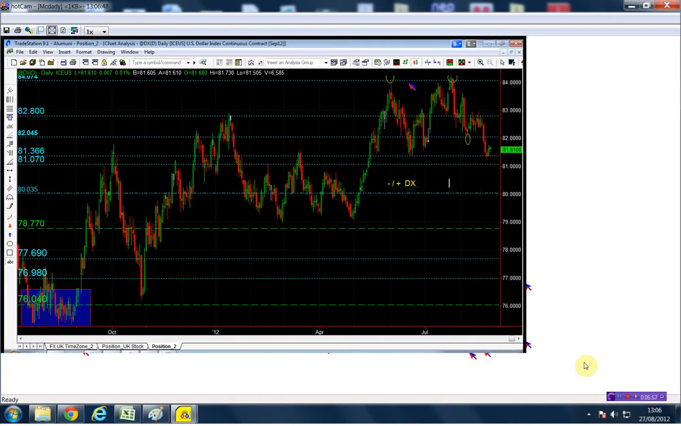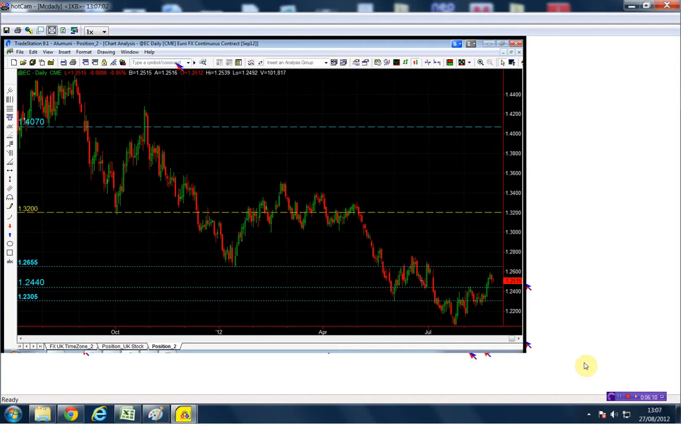Okay? The other currency I'm going to look at is the euro dollar. And again, this is the basket of currencies. Right here on the euro, we have broken above that structural point.